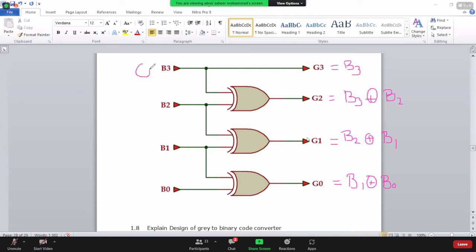So if the binary code is, suppose, 0, 1, 0, 1, what will be the gray code for this? G3 is equal to B3, and B3 is 0, so here we get 0.